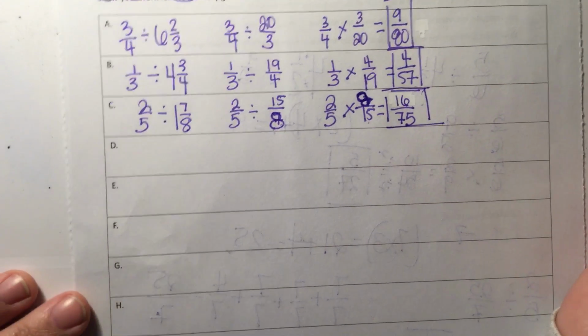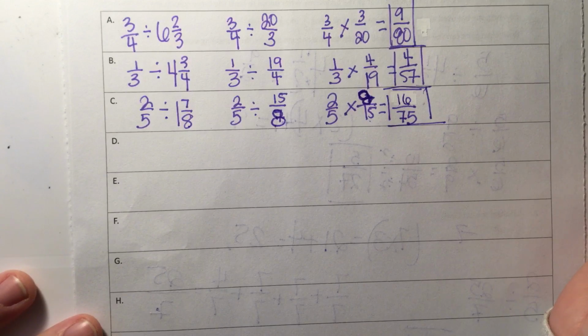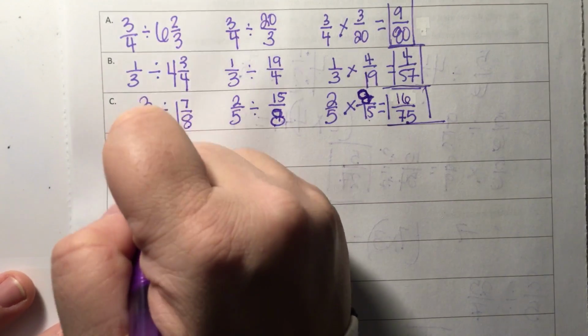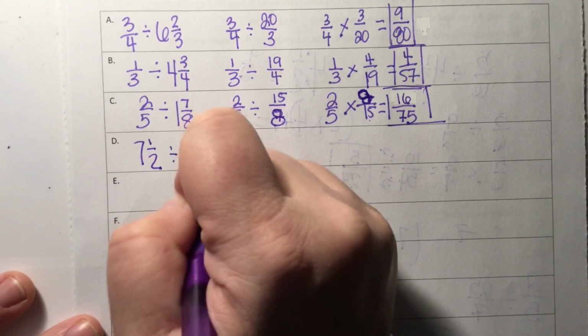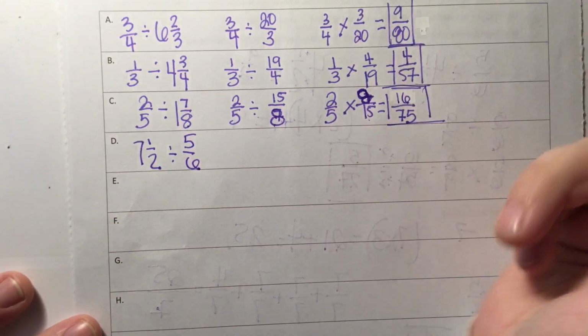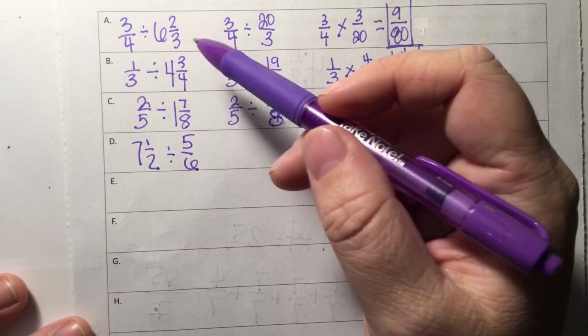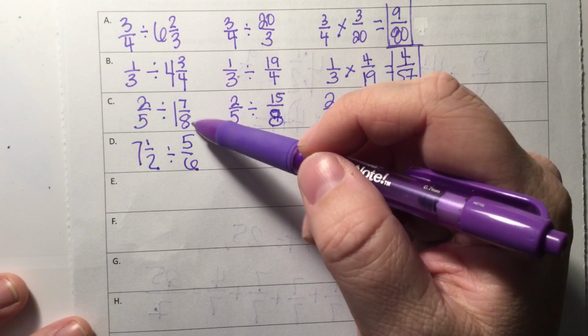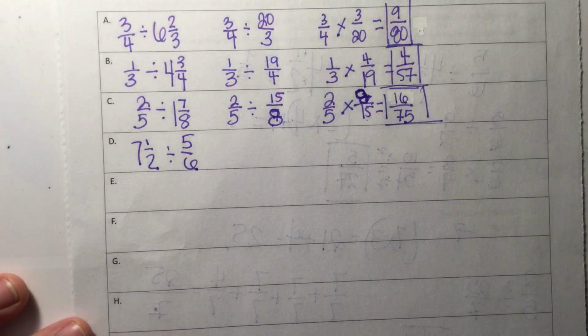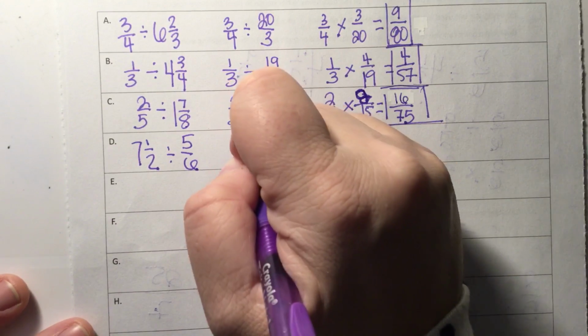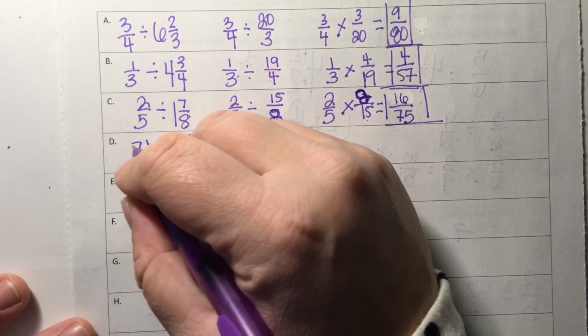Okay, let's do one more because I'm not comfortable leaving on that one. So we have 7 1/2 divided by 5/6, right? Okay, this one's a little bit different. Do you notice all of our mixed numbers were the second number, and now it's the first number? So 7 times 2 is 14, plus 1 is 15.